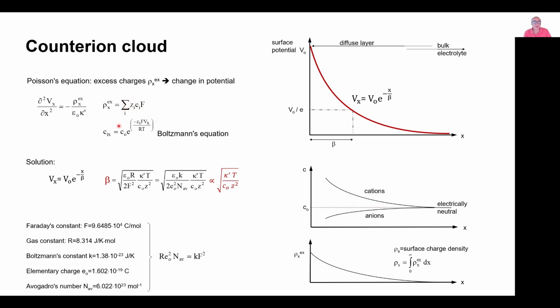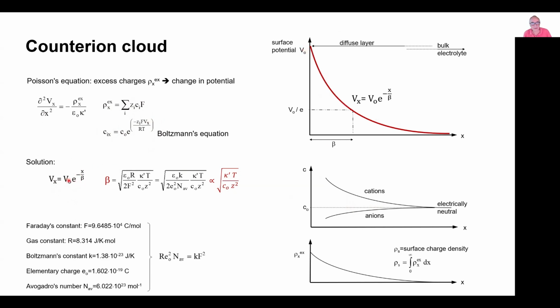Now, from Boltzmann equation, I also have a relationship between the concentration and the potential at any given distance. Bring these two equations together with Poisson's equation, and I play a little bit with the mathematics, and I get that the potential will decrease further away from the clay surface following an exponential relationship. And this is the red line that you see here.